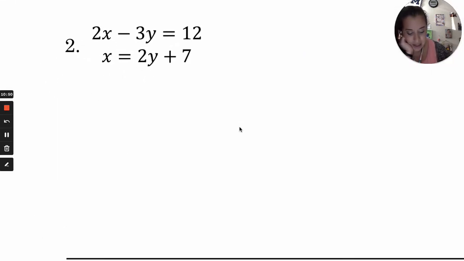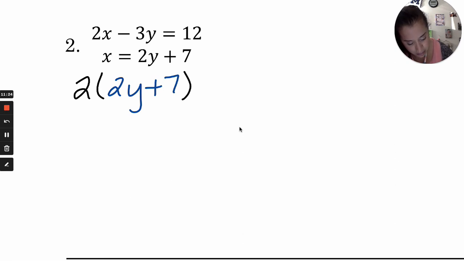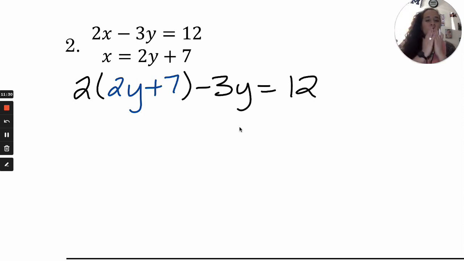So we have 2x minus 3y equals 12 and x equals 2y plus 7. So, again, first thing I notice is that the second equation here is already solved for x. So x equals something. So I'm going to plug this whole 2y plus 7 in for this x value. So they're literally going to swap places. So we're going to take our 2, and then I'm going to use parentheses, 2y plus 7 minus 3y equals 12.